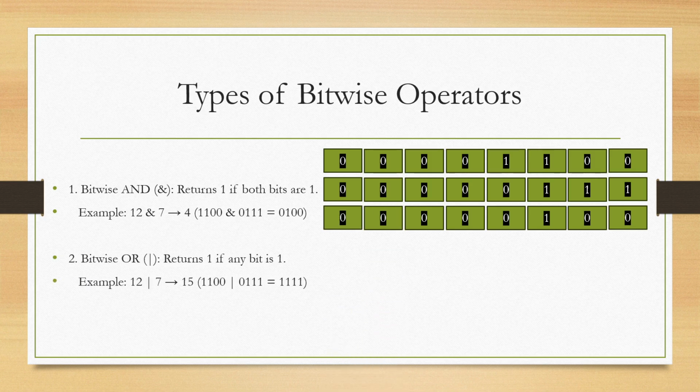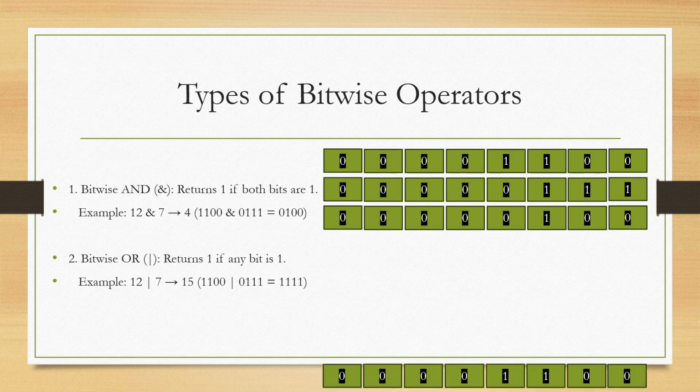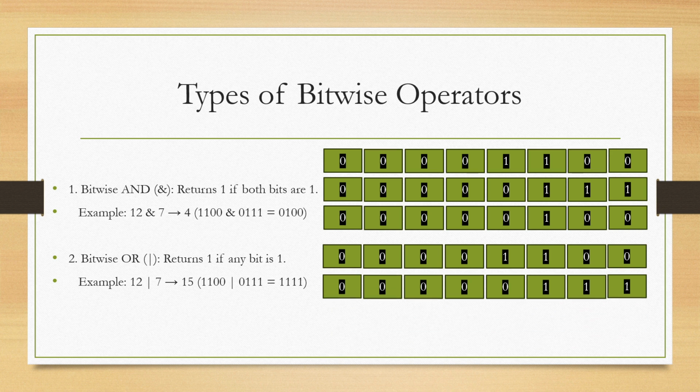Bitwise OR returns 1 if any bit is 1. It's our 12 and it's our 7, and if either bit is 1, our output will be 1.